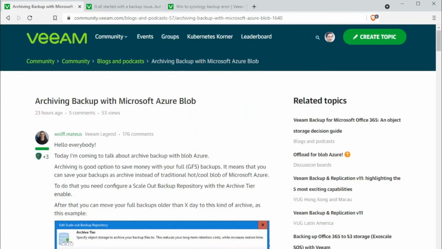And as well, the fact that some people might have started to play with Azure Blob when it first came out, and then they suddenly go, oh, V11, I can do more with archiving, and jump into it. It's nice that Matthäus actually did that for us. So thank you, Matthäus.